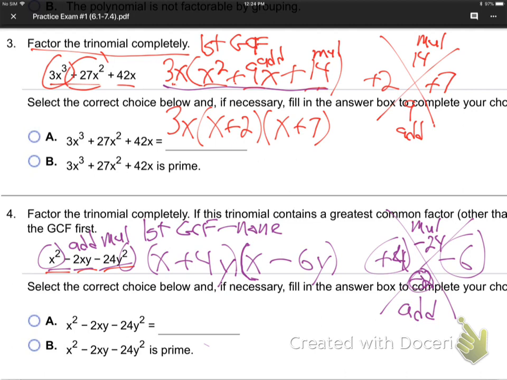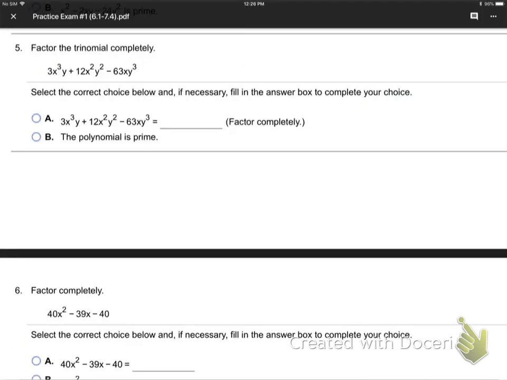There we go. Okay, here we are on number 5. How do we factor number 5? Well, the first step in factoring is always the GCF. So let's take out, what do they all have in common? What goes into all of them? Looks like 3. Use your calculator. 3 goes into all of them.